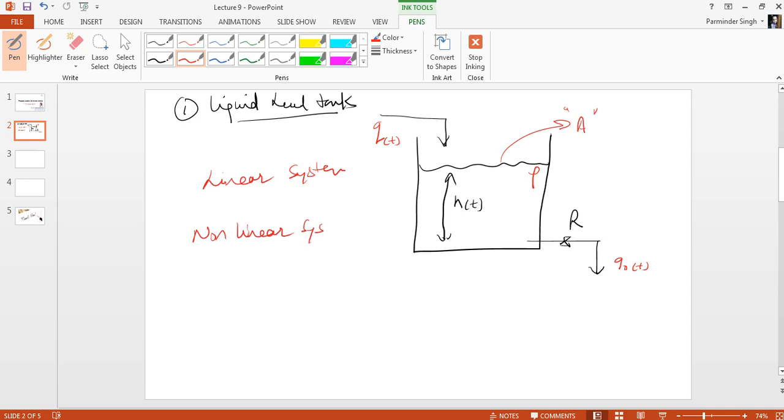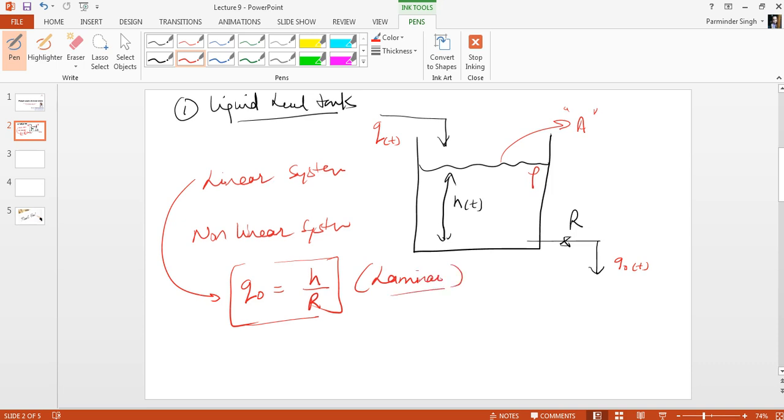Linear and non-linear systems. Now linear systems are those systems where the outlet flow rate is represented by this expression, that is, the head and the outlet flow rate are directly proportional. So these types of linear systems are only possible if the flow is laminar in nature, laminar flow.